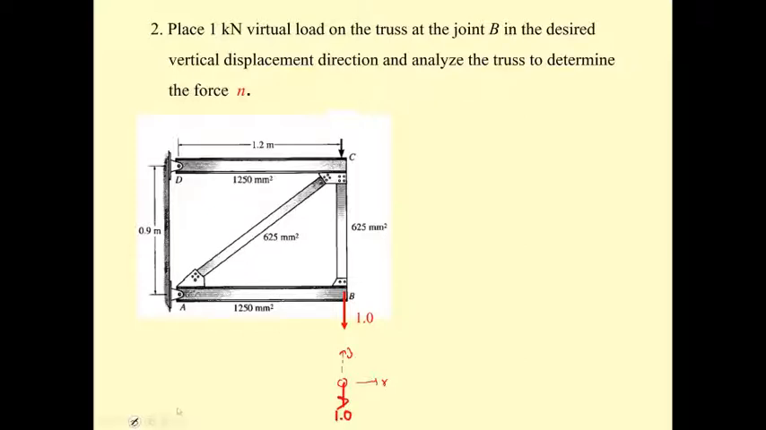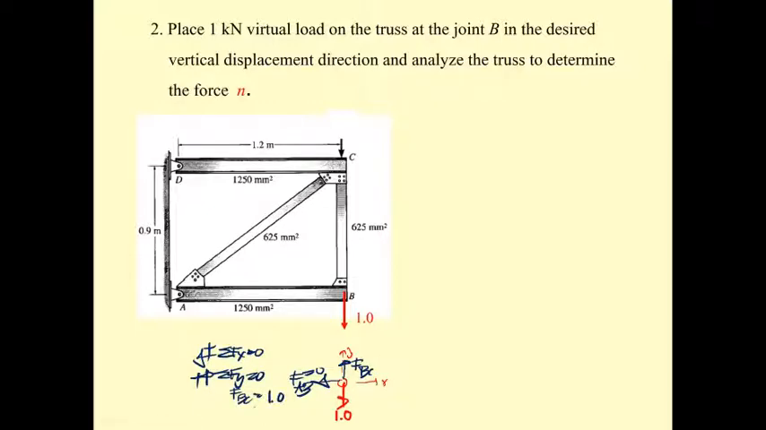What we have is F sub BC, and also this one for F sub AB. If you take summation of F sub x equal to 0, you get F sub AB equal to 0. And if you take summation of F sub y equal to 0, with upward as positive, F sub BC is going to be 1.0.